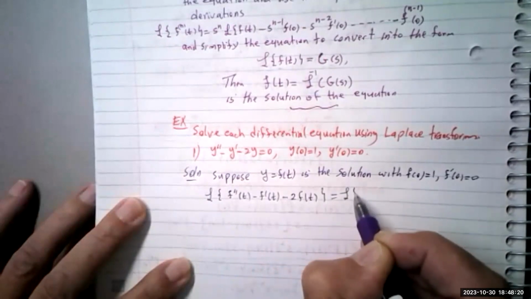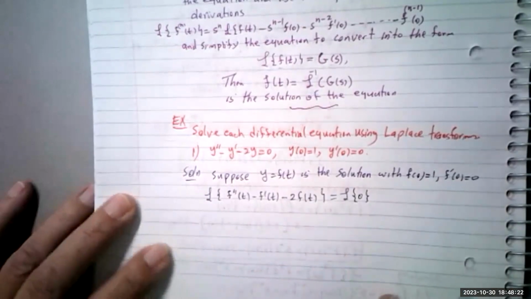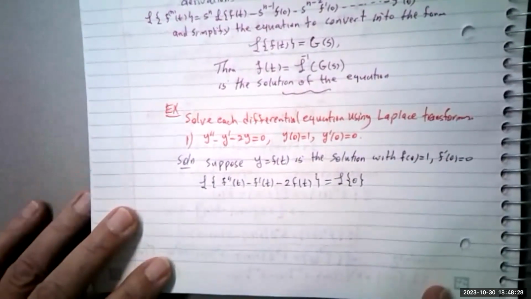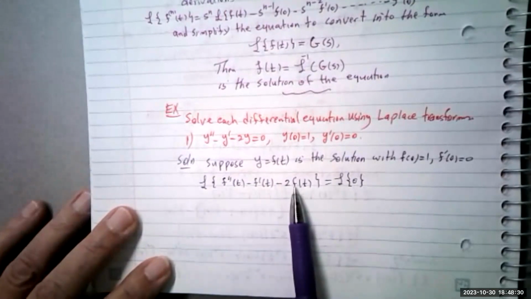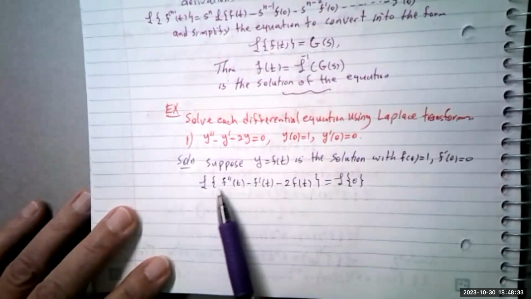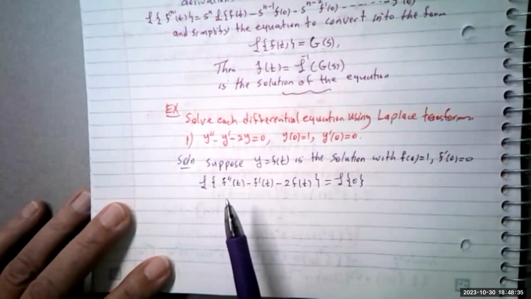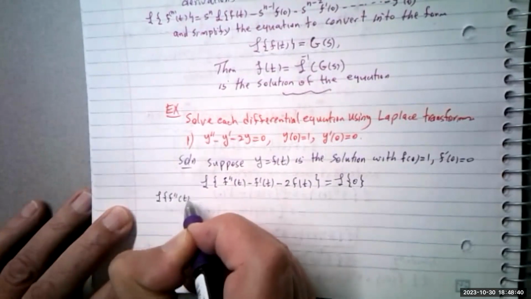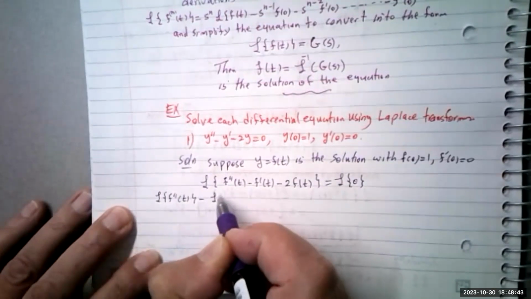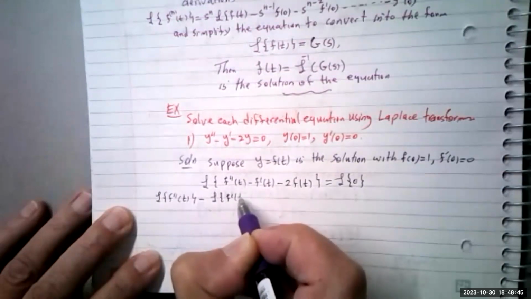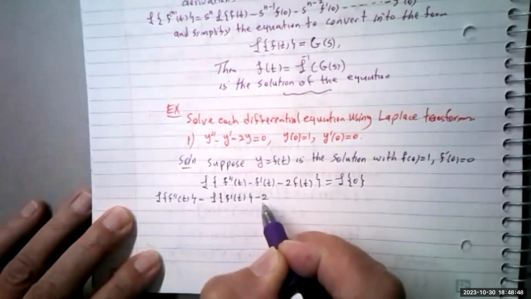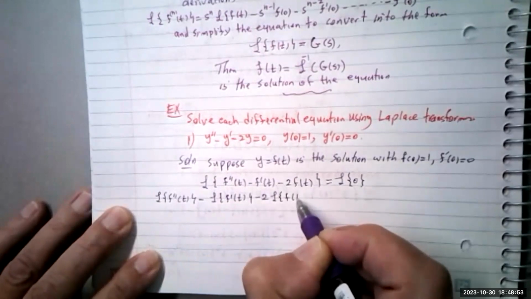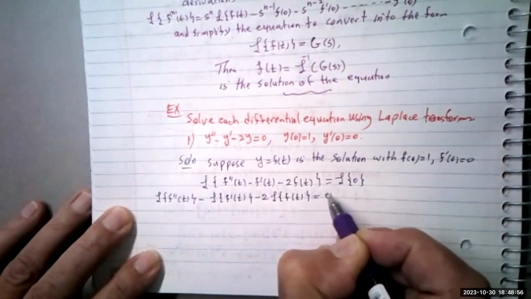And on the other side, I have the Laplace of 0. You may have something else. This is homogeneous, but that would be too much for the first example. Now you know that the Laplace transform is linear, so distributing any coefficient, you can put it out. So that gives the Laplace of f double prime of t minus the Laplace of f prime of t minus 2 times the Laplace of f of t. And on the other side, the Laplace of 0 is 0.